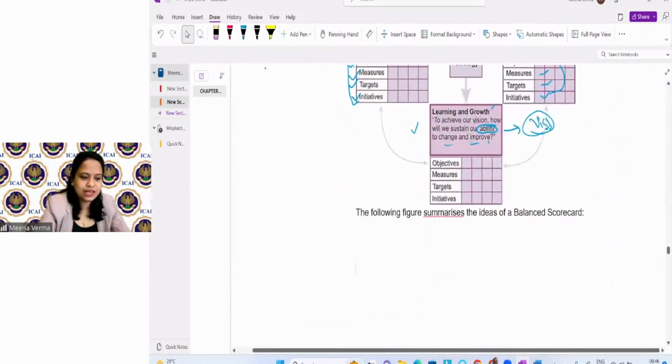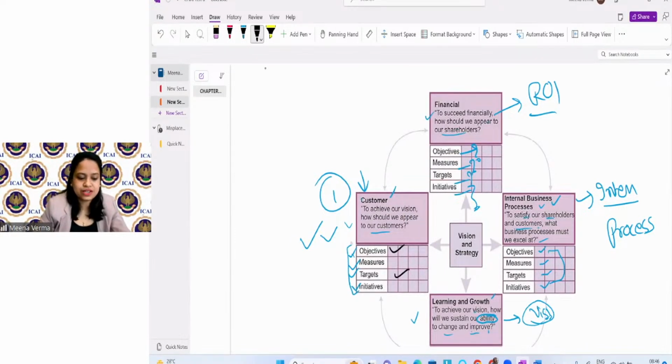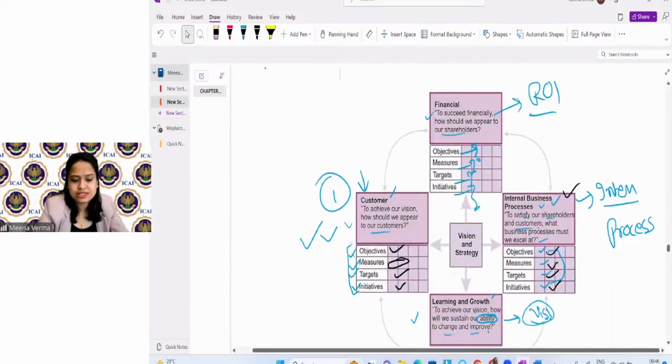So we will see everything, right? For the customer, we will check whether we have achieved the objective, what target we have set, what initiative we have taken, how much it has improved. We will measure it for internal process also: what target you have set to improve the process, what initiatives you have taken, how much it is improved, what the objectives are for improving the process. So in this way, we will set all these things.